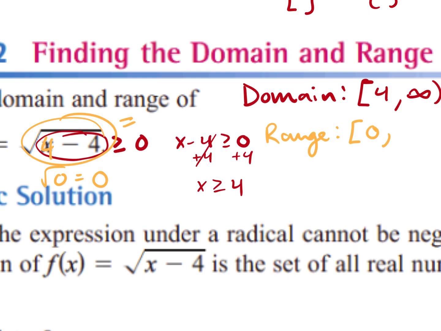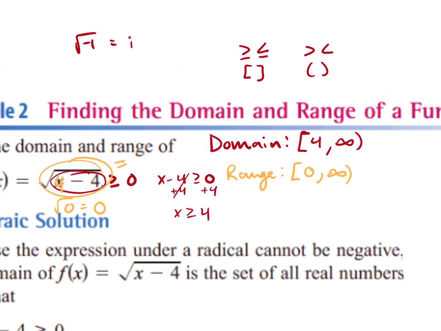Now let's think. What's the largest number that our y could be? We said I can plug in any number greater than 4 for my domain. So I could plug in 1,000. If I plug in 1,000, can I take the square root of 1,000? Yeah. If I plug in 20 million, can I take the square root of 20 million? Yeah. So it's infinity. And remember, infinity always gets parentheses. So our range would be from 0 to infinity.